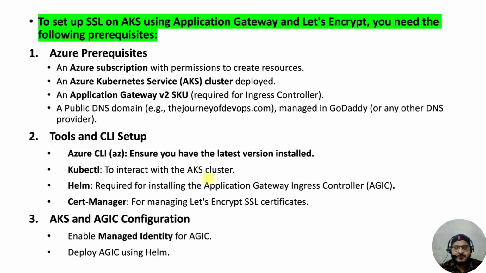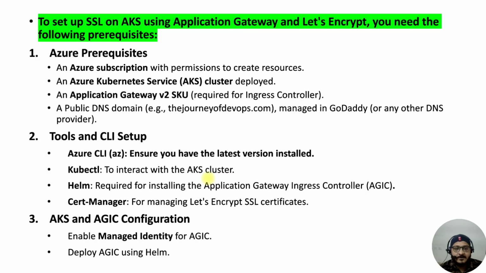Then you should have a domain name, which is helpful to access your application. You should definitely have a public DNS name or domain name. It could be from any cloud provider. For example, here I'm going to use GoDaddy, because we have to point our Application Gateway Ingress Controller public IP to this particular domain. Now, if you talk about tools and setup, this is required to interact with your AKS cluster: Azure CLI, kubectl, and Helm, which is required to install Application Gateway Ingress Controller.